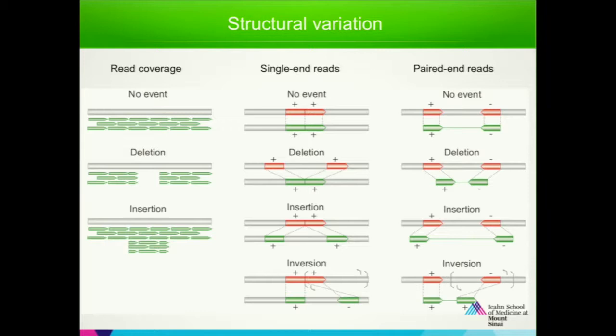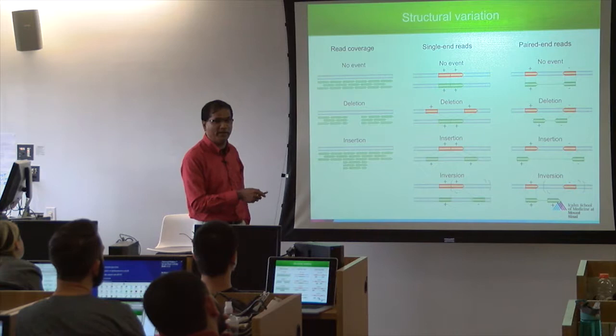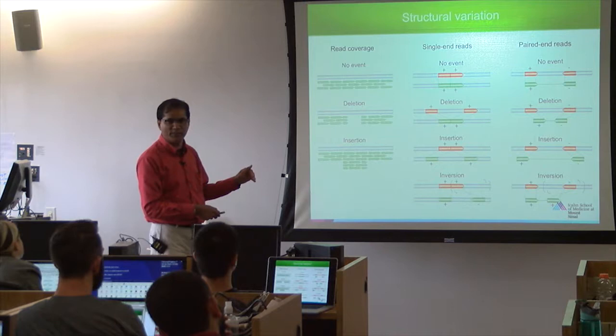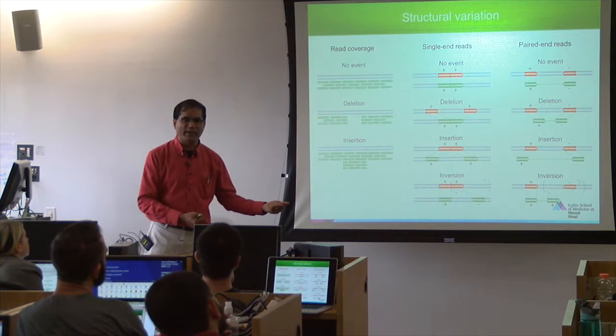So same thing, you can have no event here. This is the read coverage, and this is single end, and this is paired end reads. When you sequence only one end, or if you sequence both ends, the alignment analysis pattern differs a little bit, but you can get all types of information: non-events, deletions, insertions, and inversions from both types. You can do paired end alignment or single end alignment.